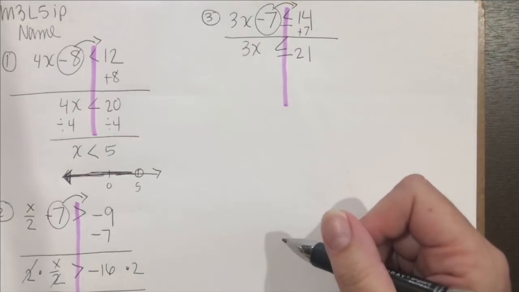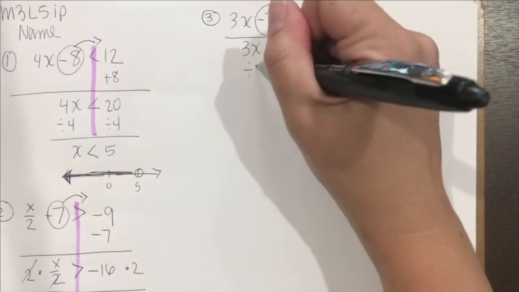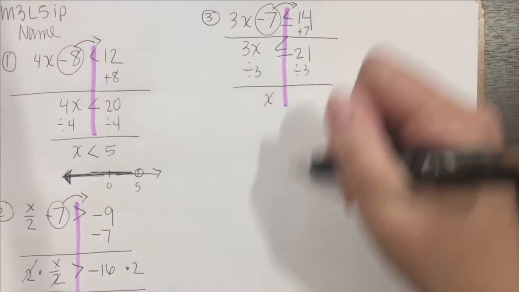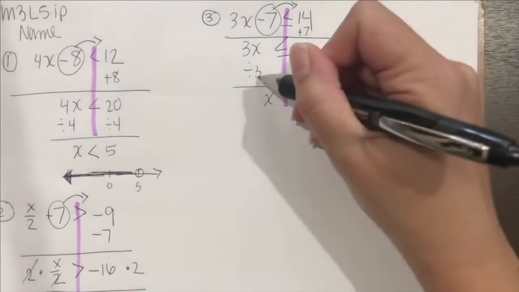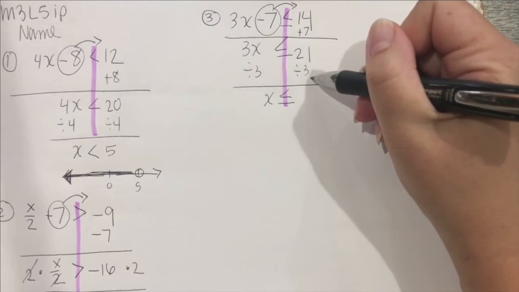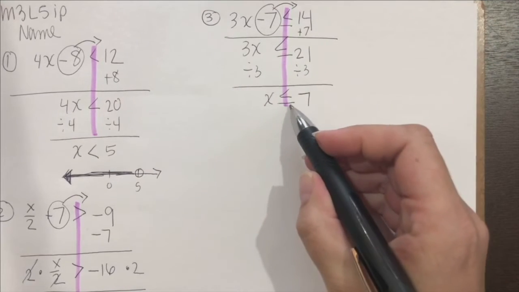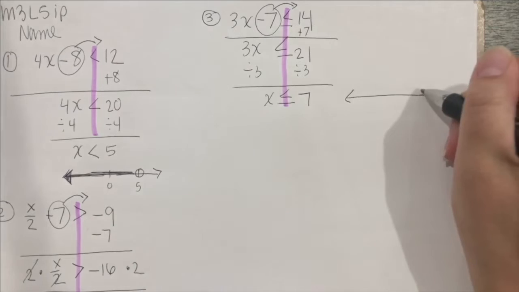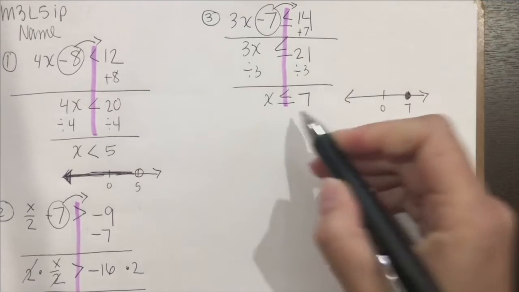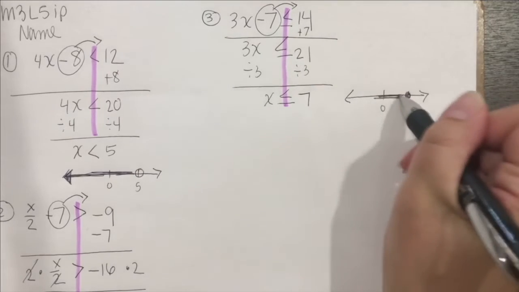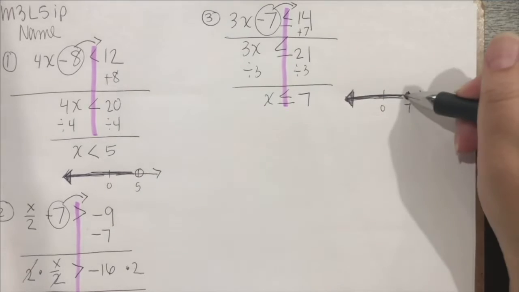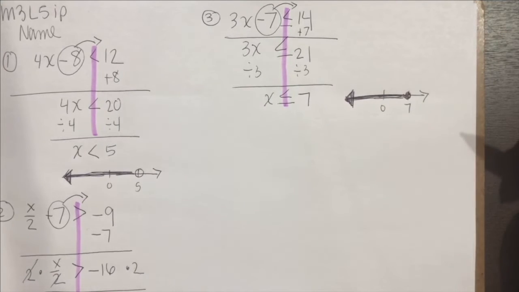If I have 3 x's, I'll divide it into 3 groups. So divide by 3, divide by 3. X is by itself now. This is a positive 3, so the sign stays the same. 21 divided by 3 is 7. So x is less than or equal to 7. And let's graph it. 0, 7. It's a closed circle because it's or equal to. And then we go negative, we go less than. All right, number 4.